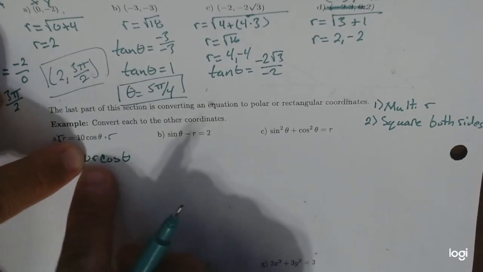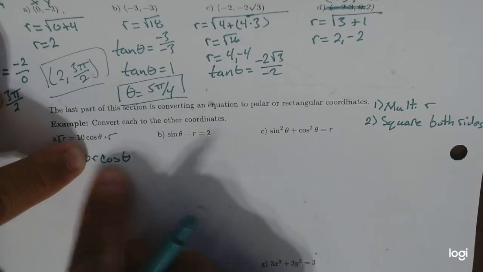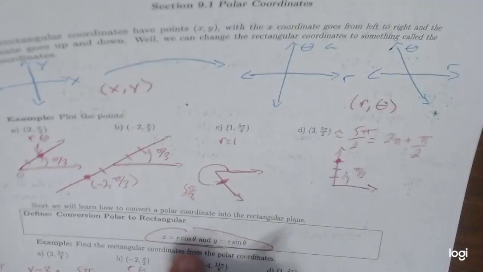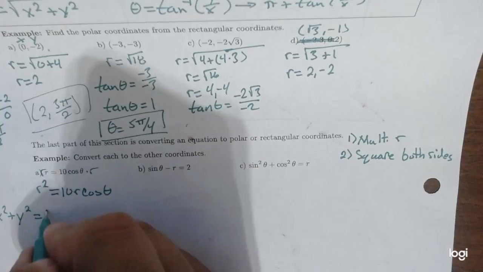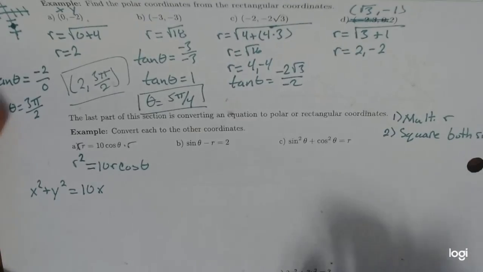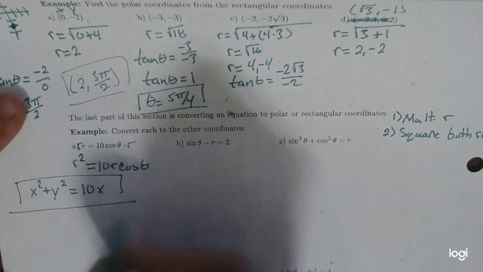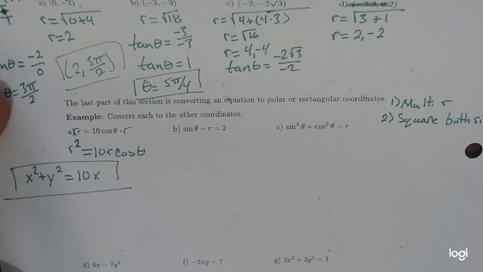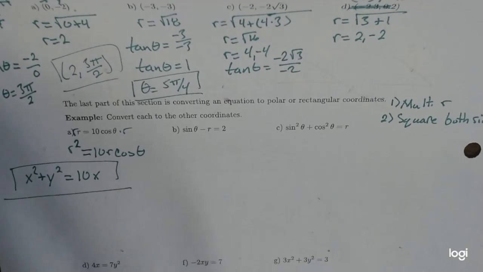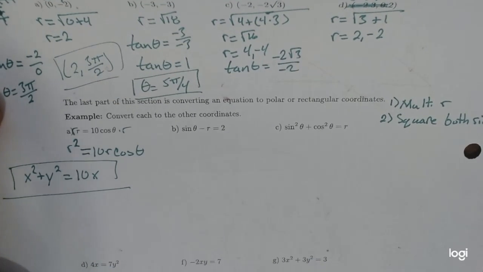Now notice this is exactly x, right? r cosine theta is, by definition, the x variable. So this is going to be 10x. That's it. Voila. We converted it. That's all. We're not going to do anything else when it comes to it. Okay. So let's try the next one.